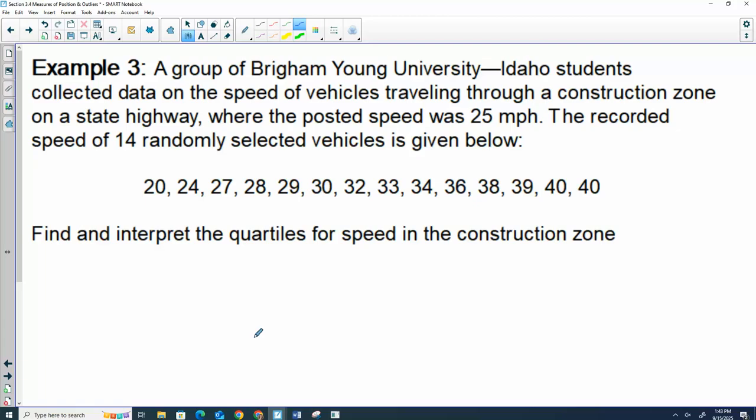Okay, so we have a group of students who collected data on the speed of vehicles traveling through a construction zone on a highway, where the posted speed was 25 miles per hour. The recorded speeds of 14 random vehicles are given below. Find the quartiles.